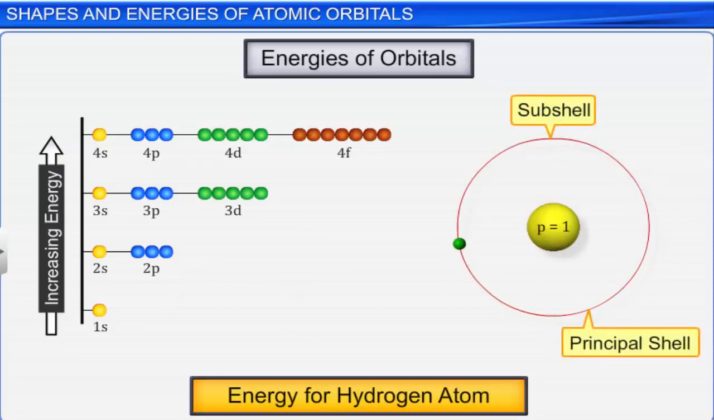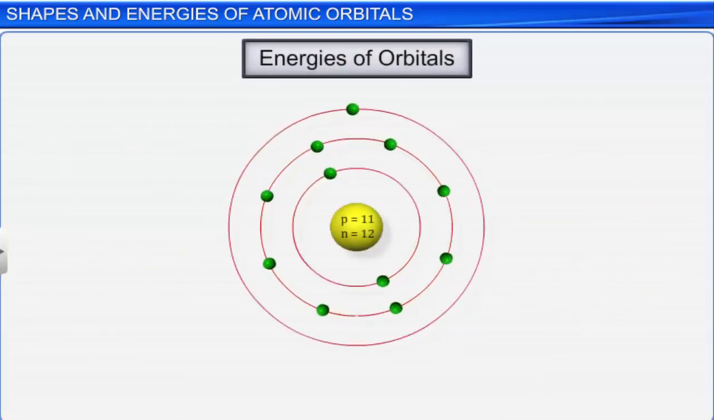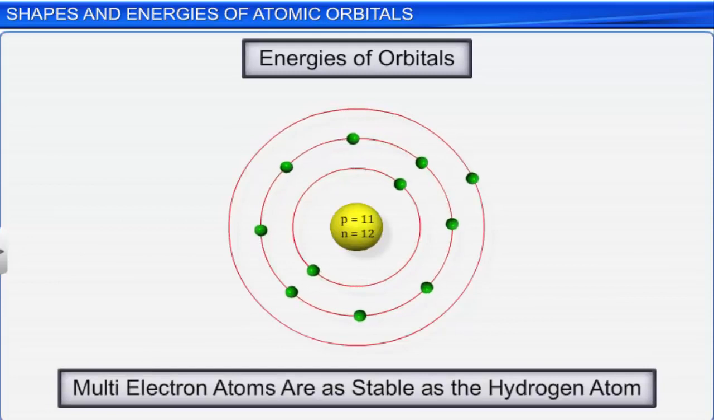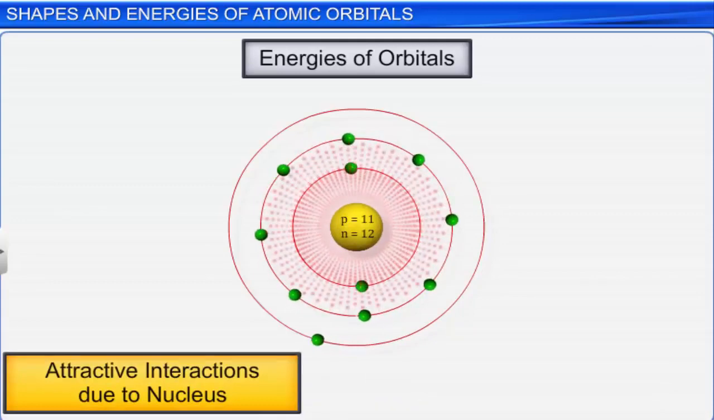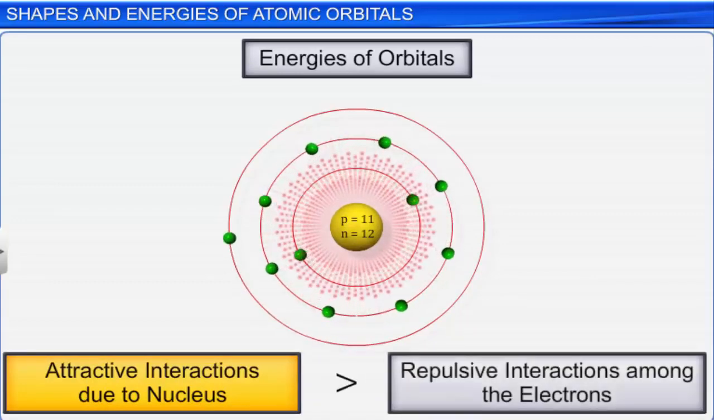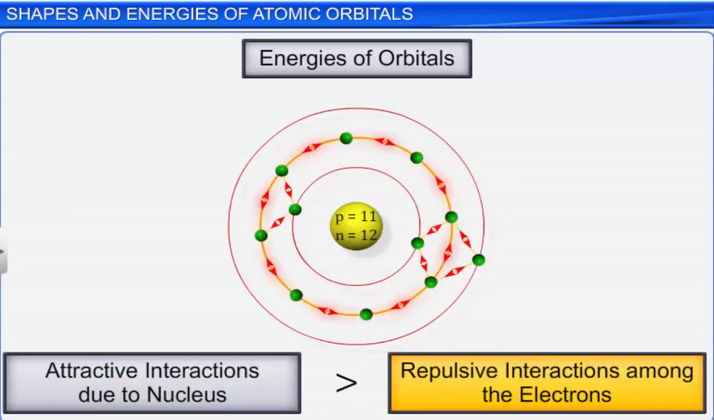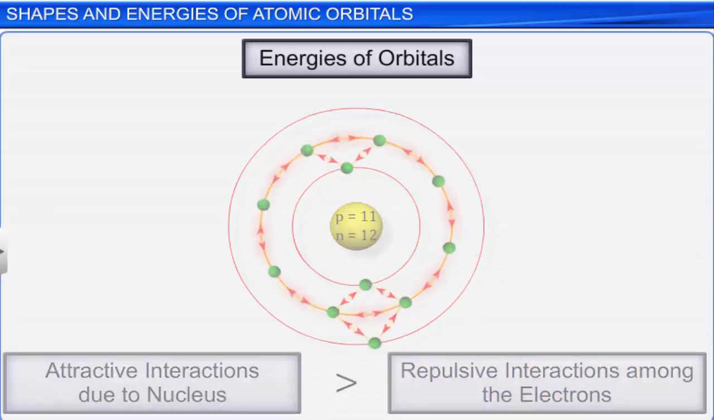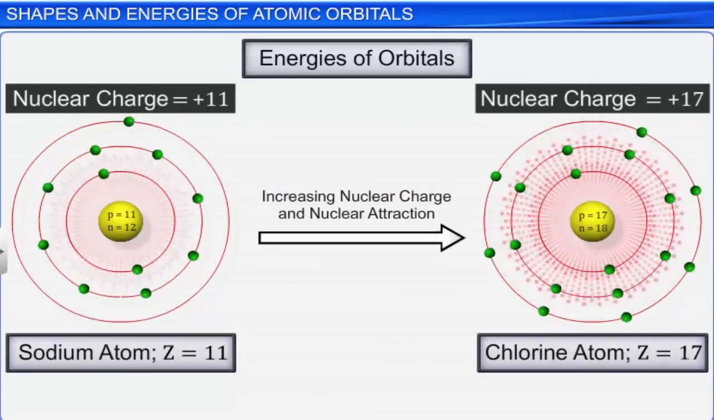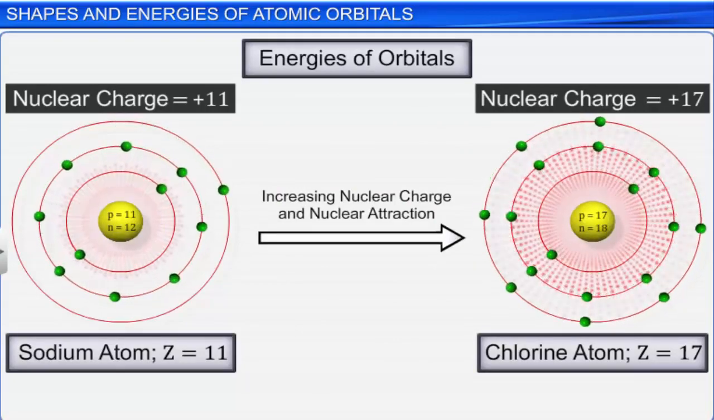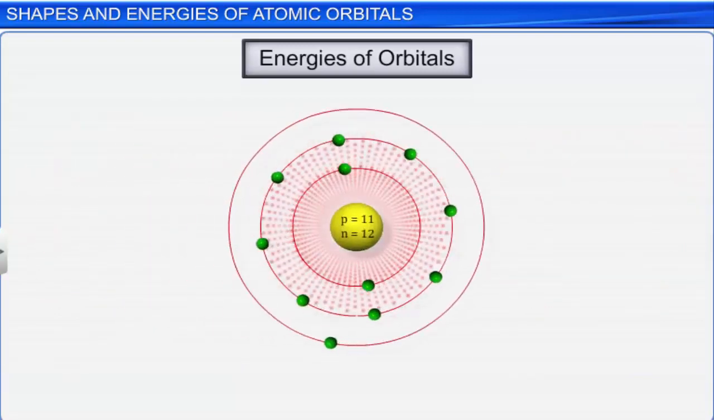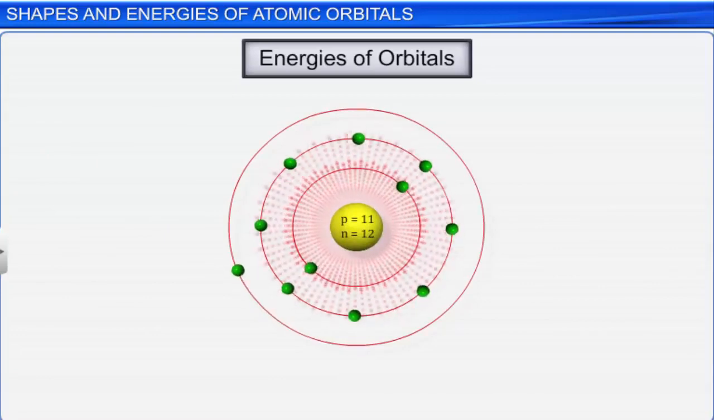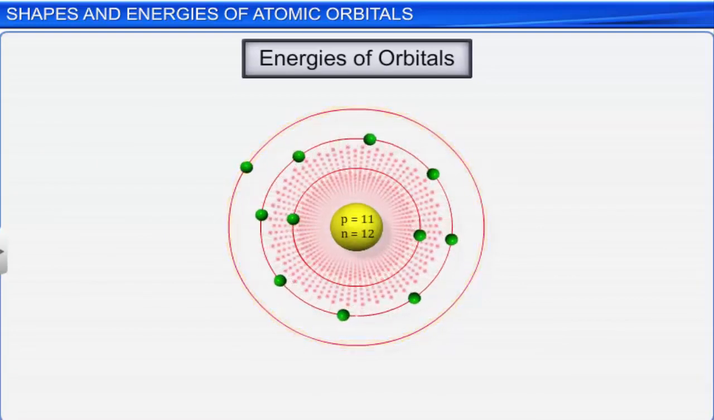Despite these repulsive interactions, the multi-electron atoms are as stable as the hydrogen atom, because the net attractive interactions between these electrons and the nucleus are more than the repulsive interactions among the electrons. The attractive interactions of an electron increase with increase in positive charge on the nucleus. The complete attractive interactions of the positive charge are not experienced by the outermost electrons, as the electrons in the inner shells tend to shield the electrons in the outer shells from positive attraction of nucleus.